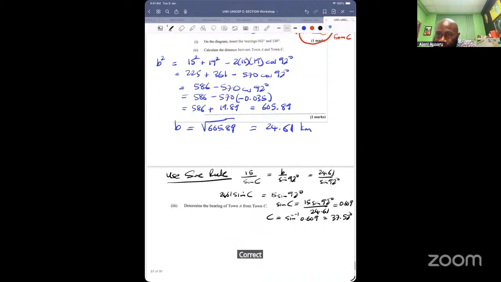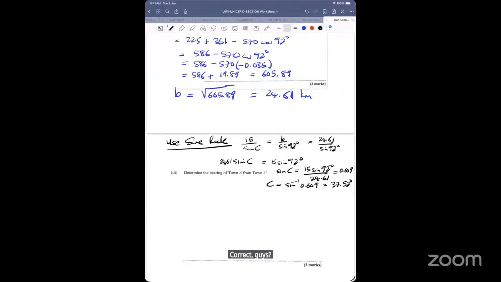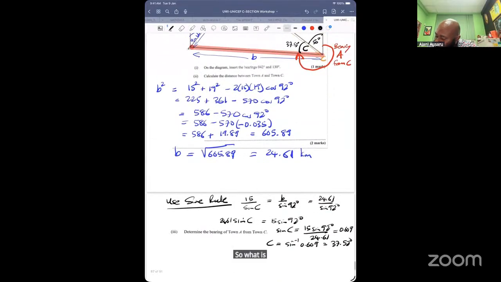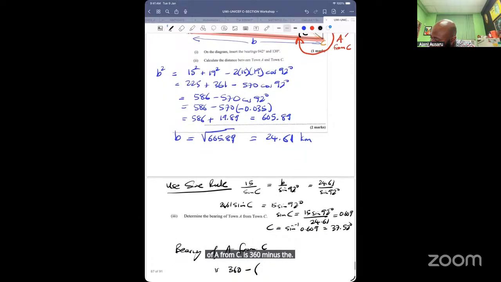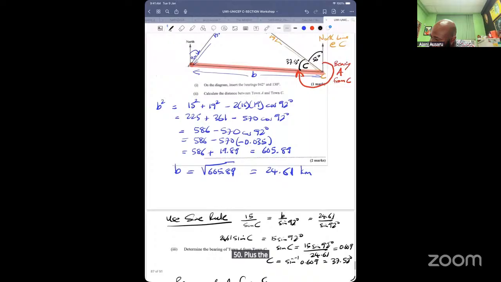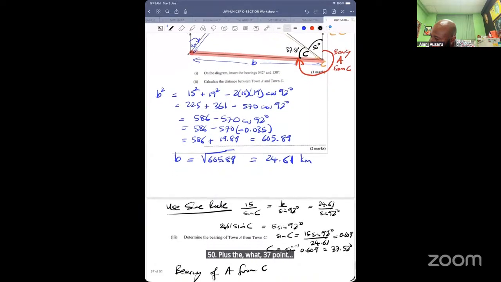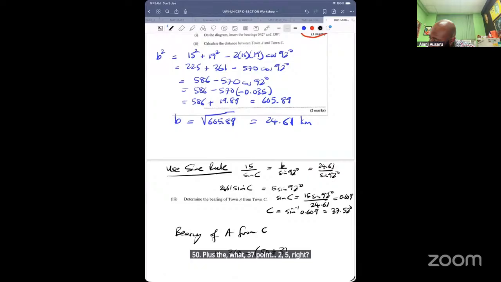Correct, guys? Yes, sir. So what is the bearing then? The bearing of A from C is 360 minus the 50 plus the 37.25, right? 37.25, which is equal to 360 minus, what is this? 87.25. So what is the final answer?